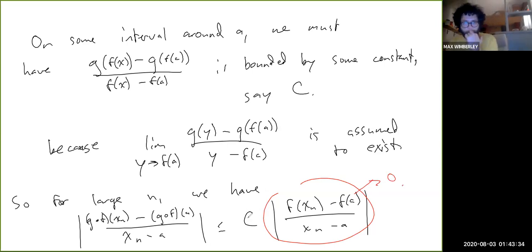This is true regardless of whether f of xn equals f of a or not. This inequality literally holds for every value of n sufficiently large, because once n gets large enough, xn will get into an interval where this expression is bounded by c.